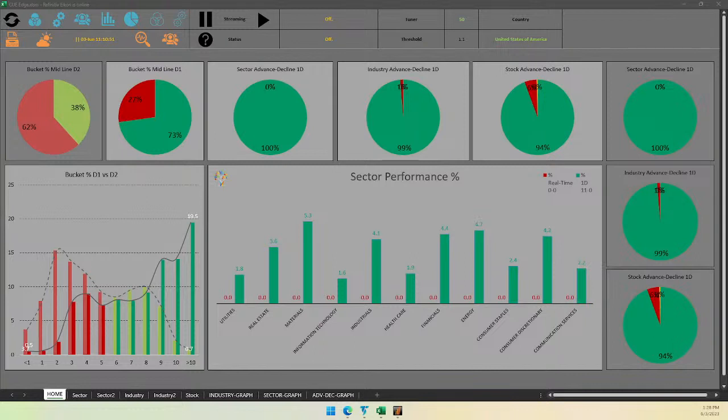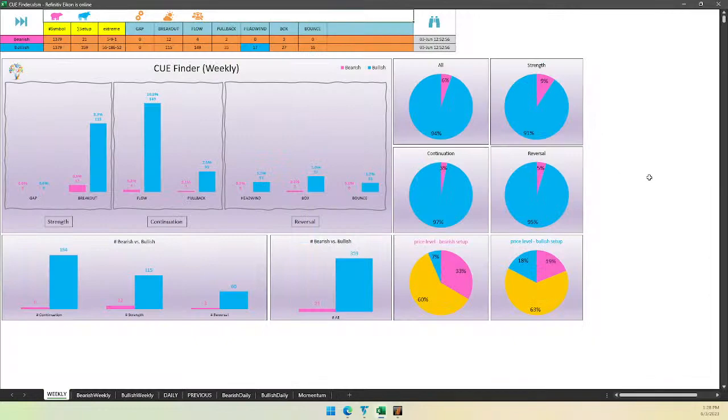We still have one more market level analysis to look at, that is technical breadth, and I'm using the latest version of QFinder that is ready for download and install, as I mentioned. The weekly picture is bullish. Again, 94% of all setups are bullish. 91% of strength setups are bullish. 97% of continuation setups are bullish, and even 95% of reversal setups are bullish.